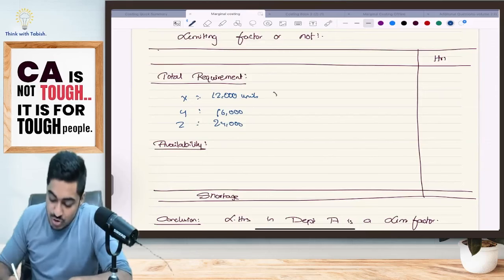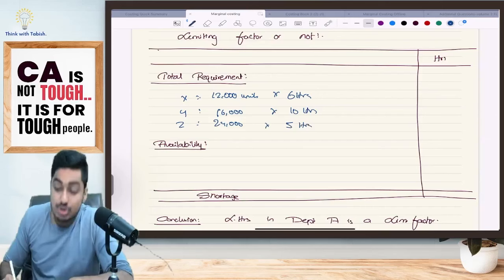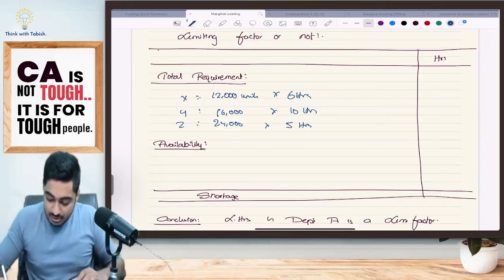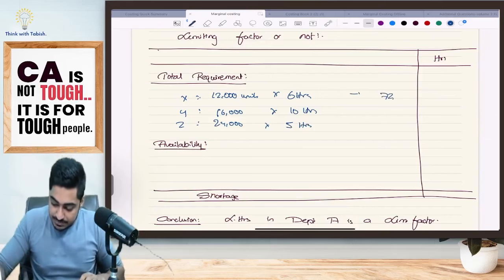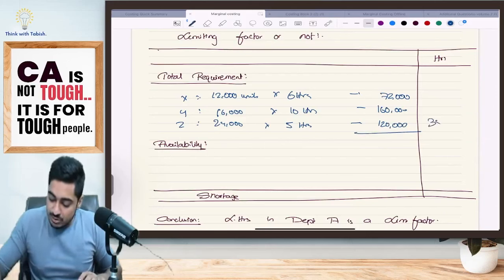And to produce 1 unit of X in department A, how much hours is needed, sir? 6 hours. For Y, 10 hours. For Z, 5 hours. So pay attention, what I'm trying to tell. 12,000 into 6 are 72,000. 16,000 into 10 are 1,60,000. 24,000 into 5, 1,20,000. Is it 160, 280, 3,52,000?